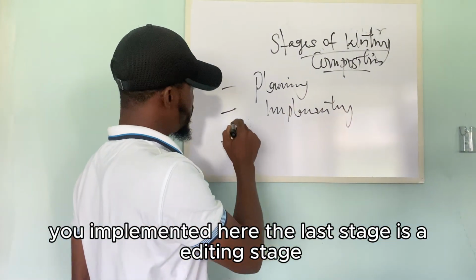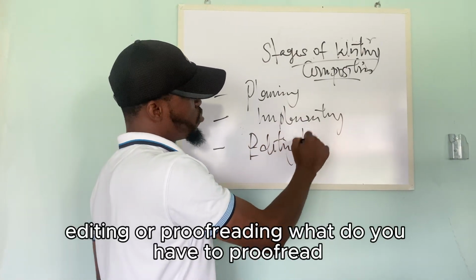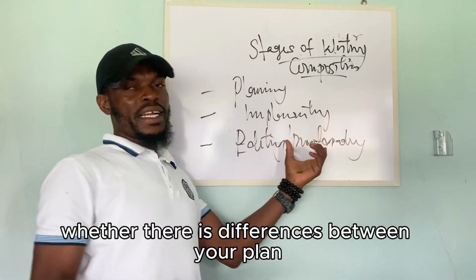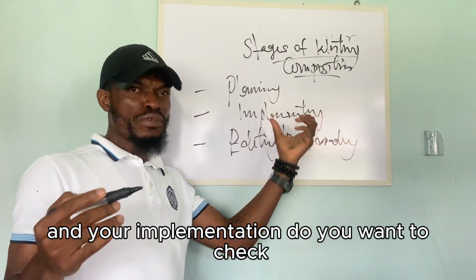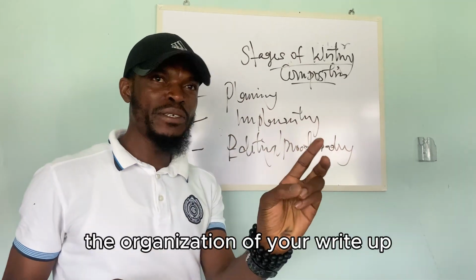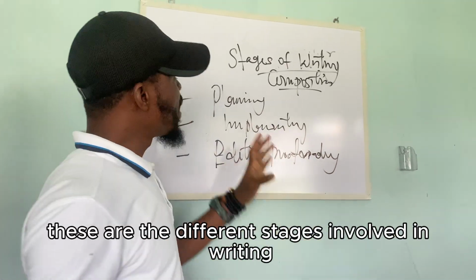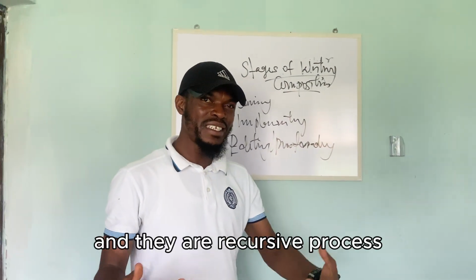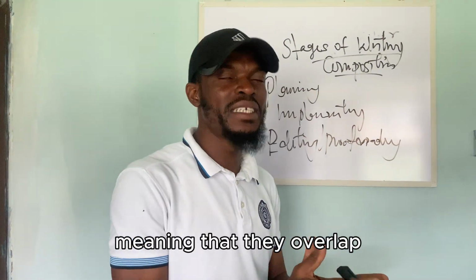The last stage is the editing stage, editing or proofreading. You want to proofread whether there are differences between your plan and your implementation. You want to check. What are you checking? The content of the write-up, the organization of the write-up, the mechanics of the write-up, and all the elements. These are the different stages involved in writing. And they are recursive stages, meaning that they overlap.